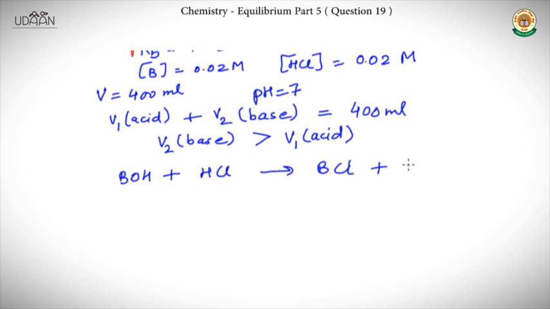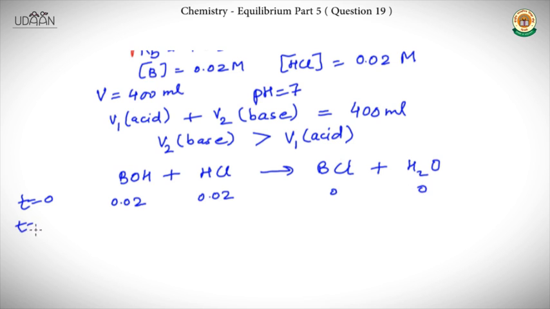The salt BCl will be formed. I know that the concentration of the acid and the base are 0.02 molar each, and the volumes I've assumed as V1 and V2. So initially at time t equals 0, this is the scenario.